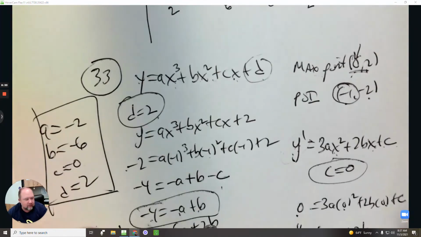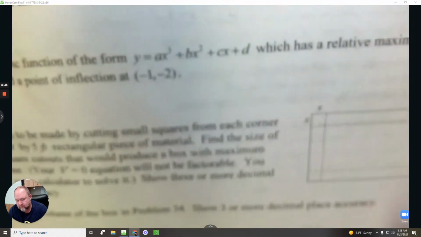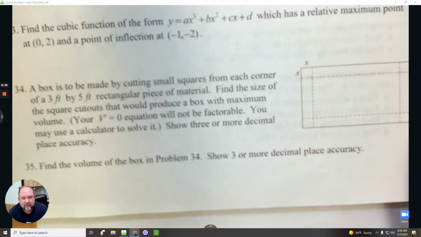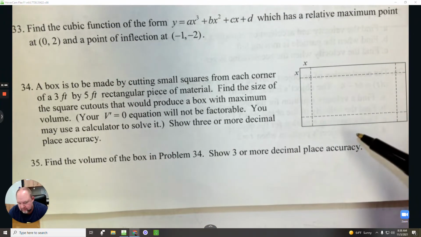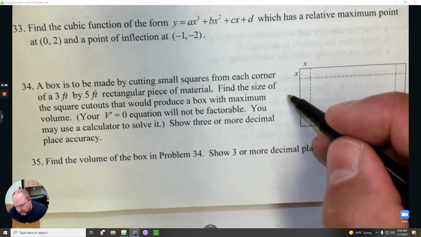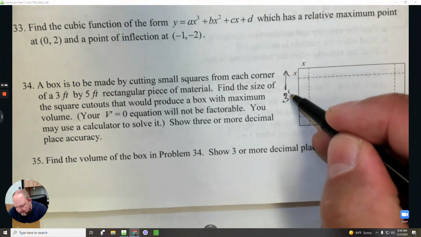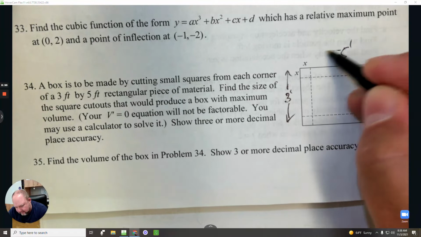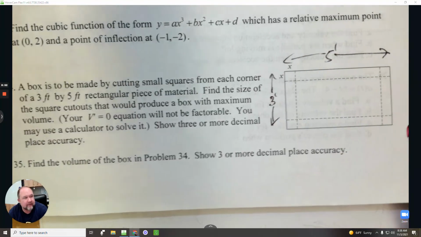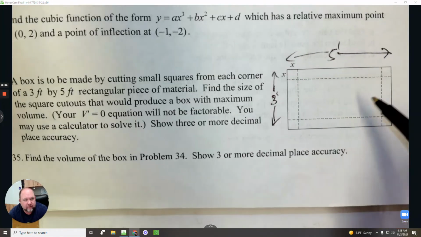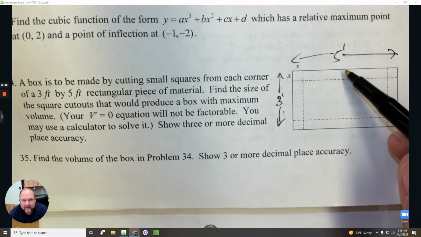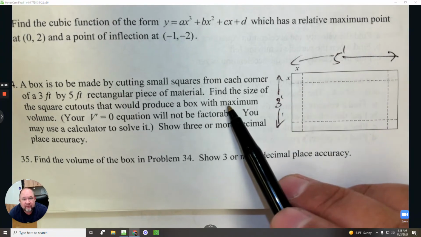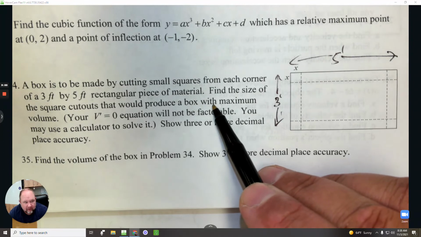All right, 34. Now for that. In 34, a box is to be made by cutting small squares from each corner. The box is 3 feet by 5 feet. I'm just going to label it right on here. You should draw this diagram in your notebook and label it 3 and 5. Find the size of the squares that will produce a maximum volume.